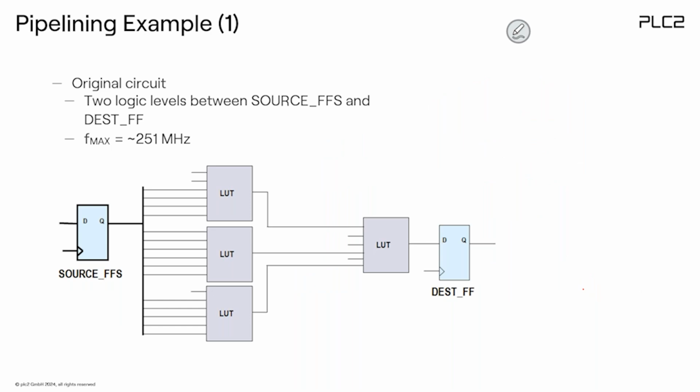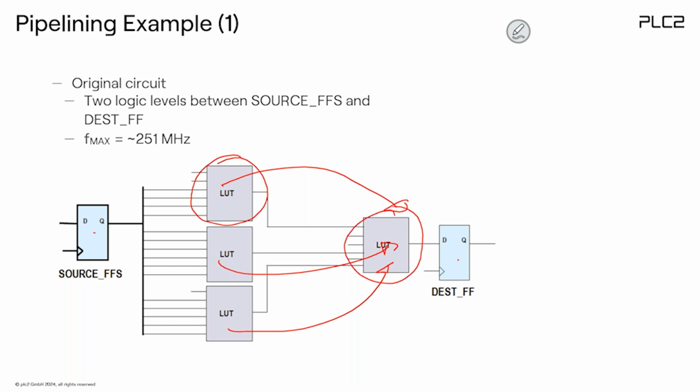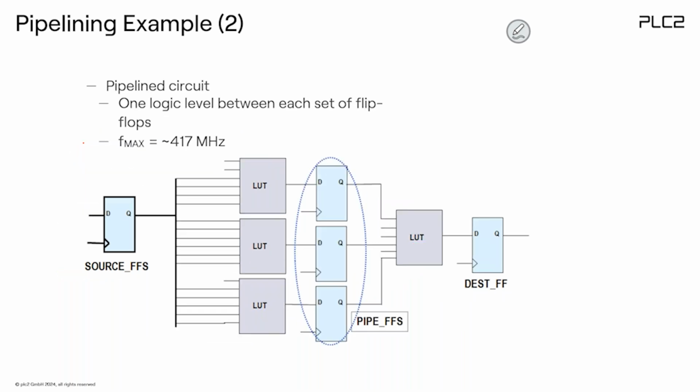For example, I have some design here. I have a source flip-flop and a destination flip-flop, and I have actually 4 LUTs. This means this is path 1, 2, and 3. One LUT is one logic level, so I have 2, 2, and 2. In this case, if I implement this, I would have a maximum frequency of 251. But if I insert a register right here, I just double the frequency.